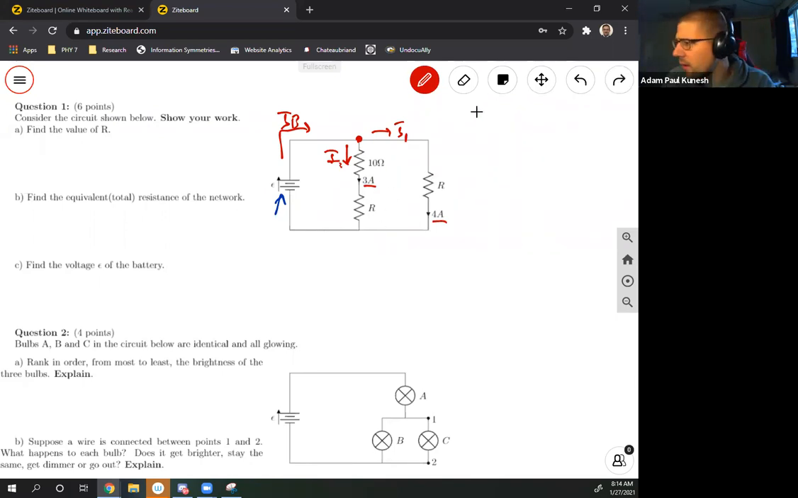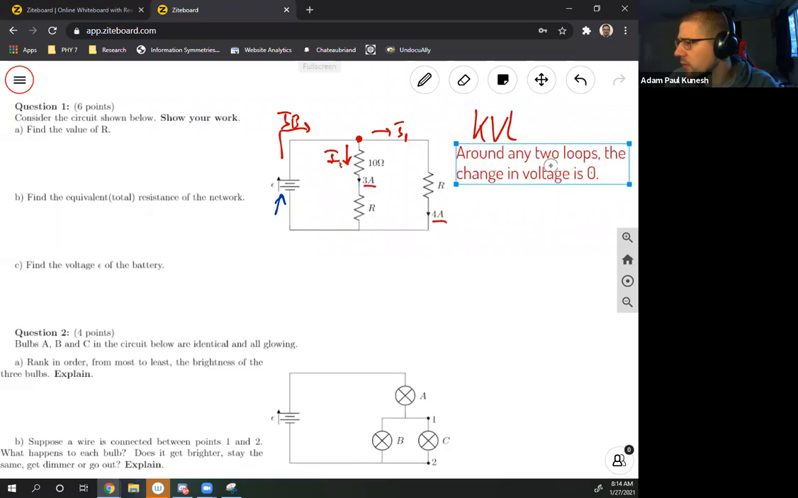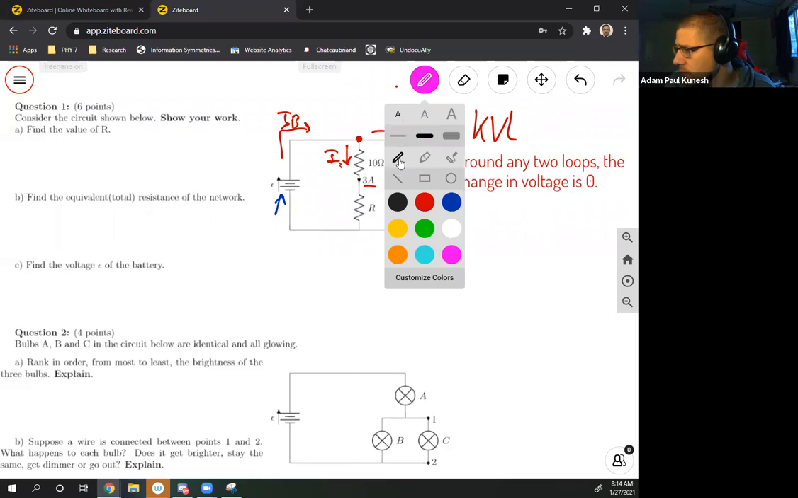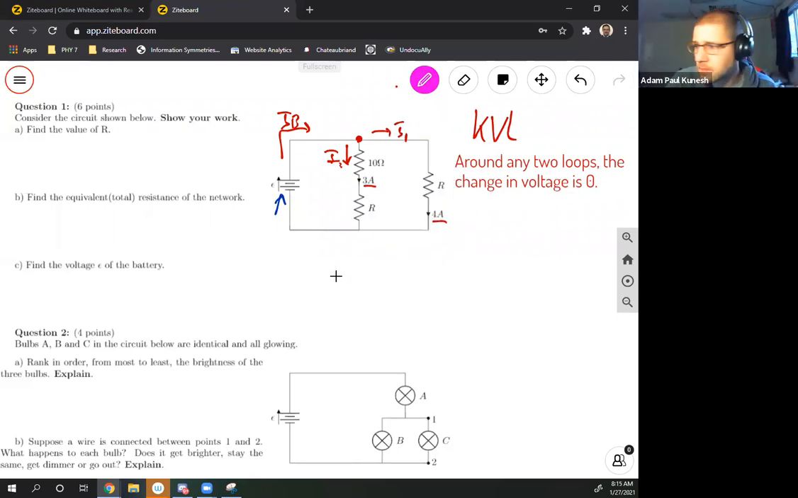Kirchhoff's voltage law says that around any loop, the change in voltage is 0. Around any loop, the change in voltage is 0. So that lets me know that, let's draw in some loops. Here's my first loop. I'll call this one L1. Here's my second loop.